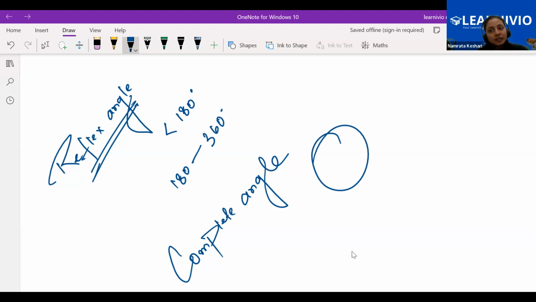Right angle is 90 degrees. So we will not get confused between the right angle and the complete angle. Complete angle is 360 degrees, right angle is 90 degrees. Straight line angle will be 180 degrees. So you must know these angles.